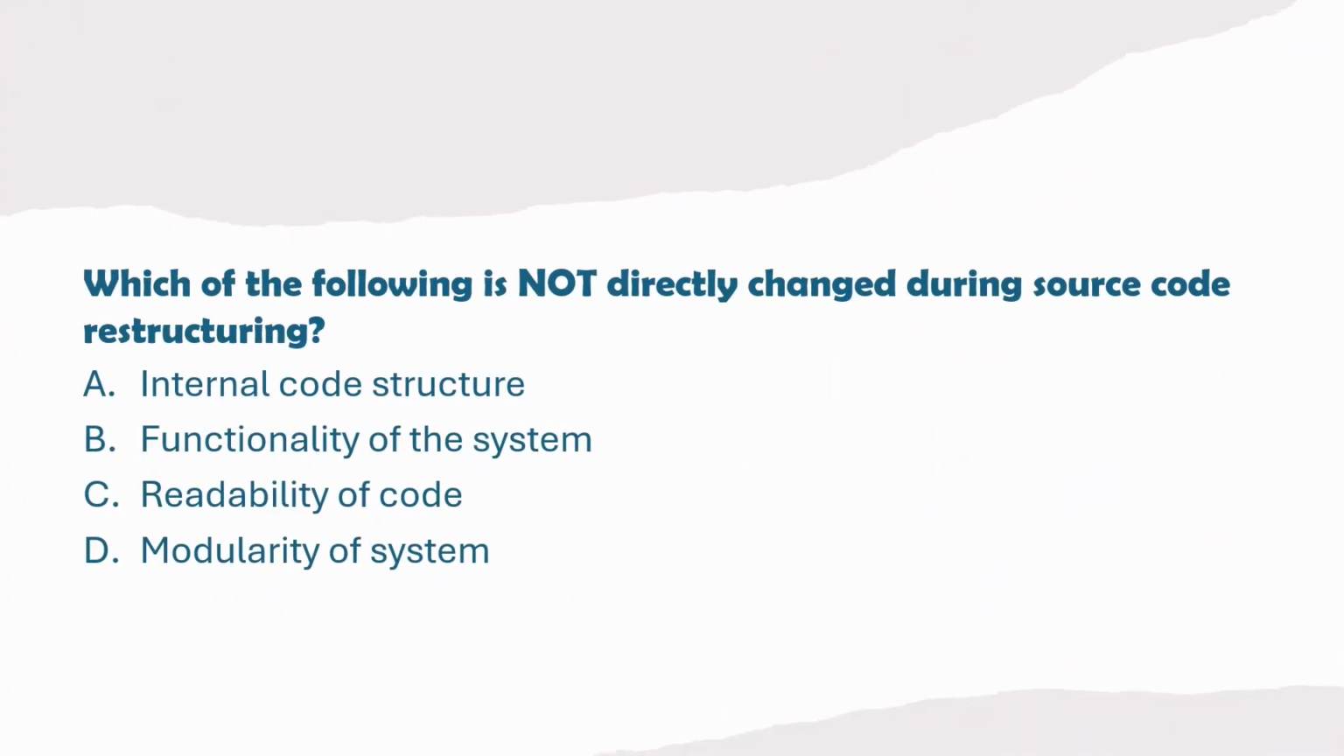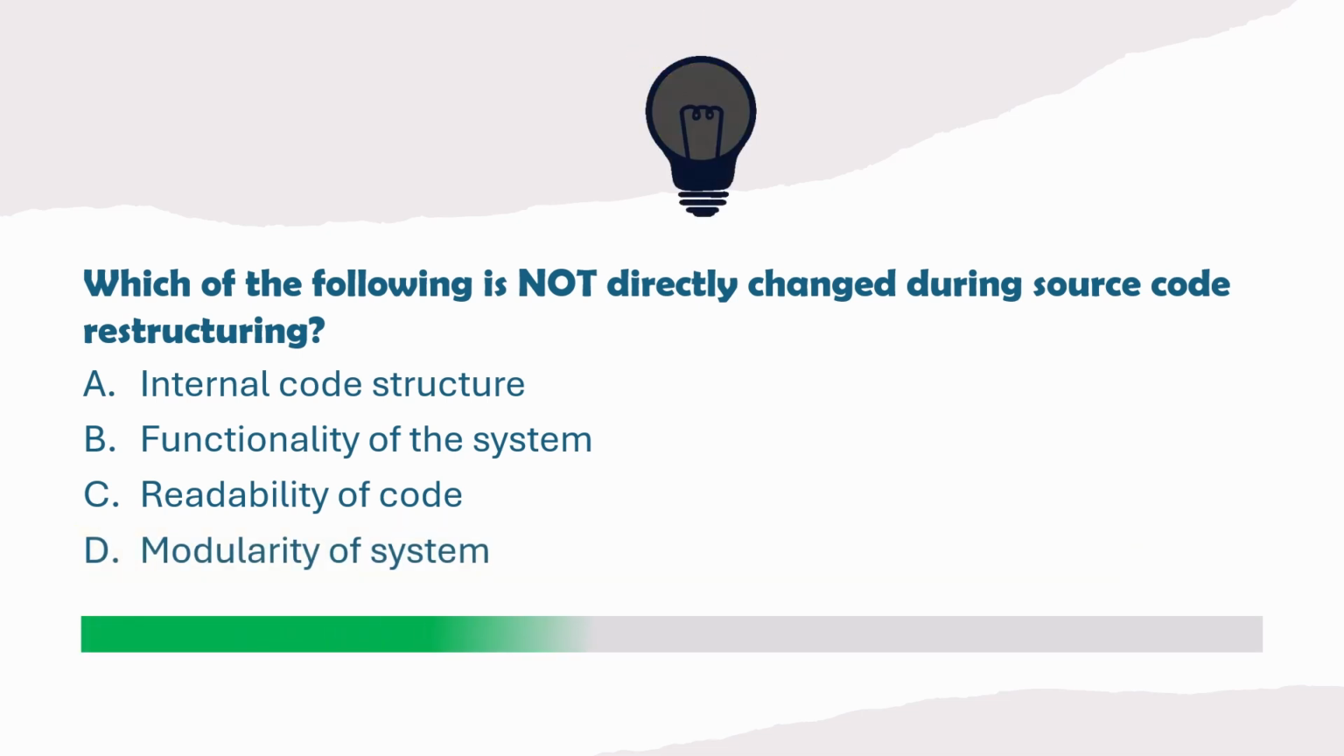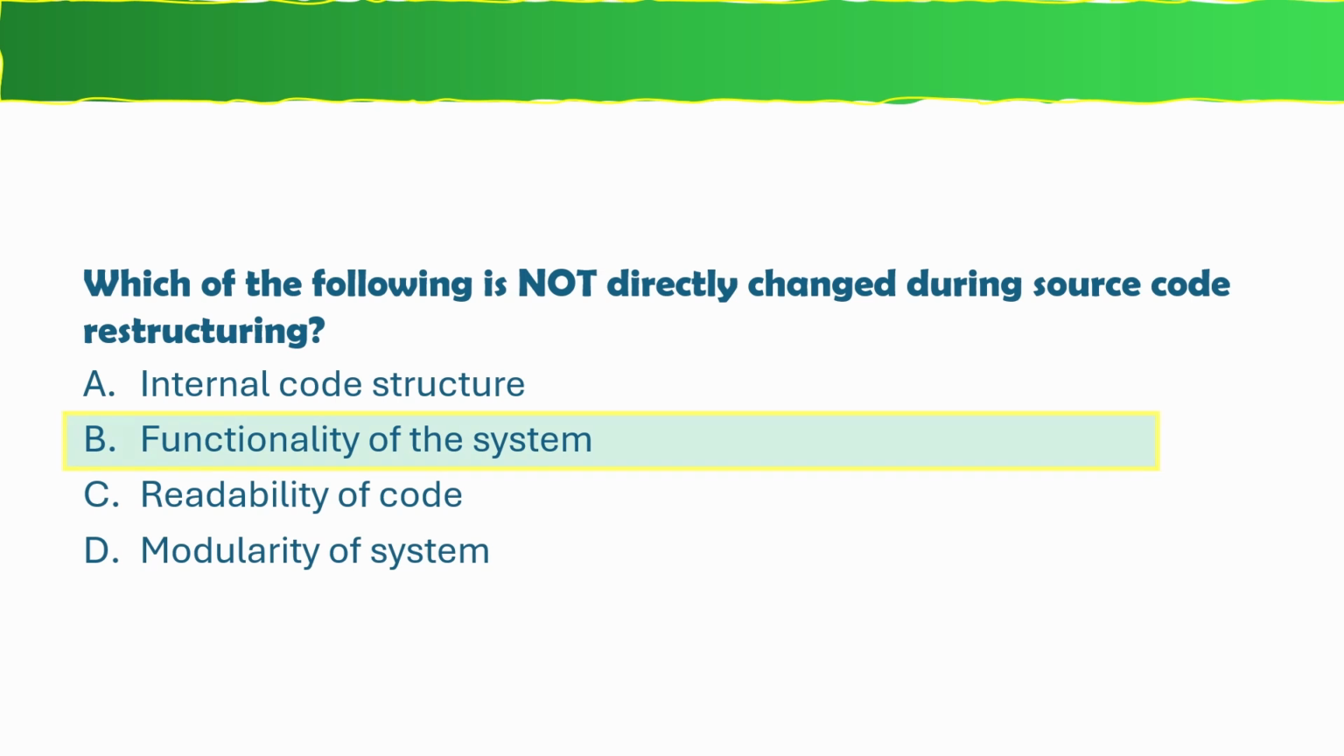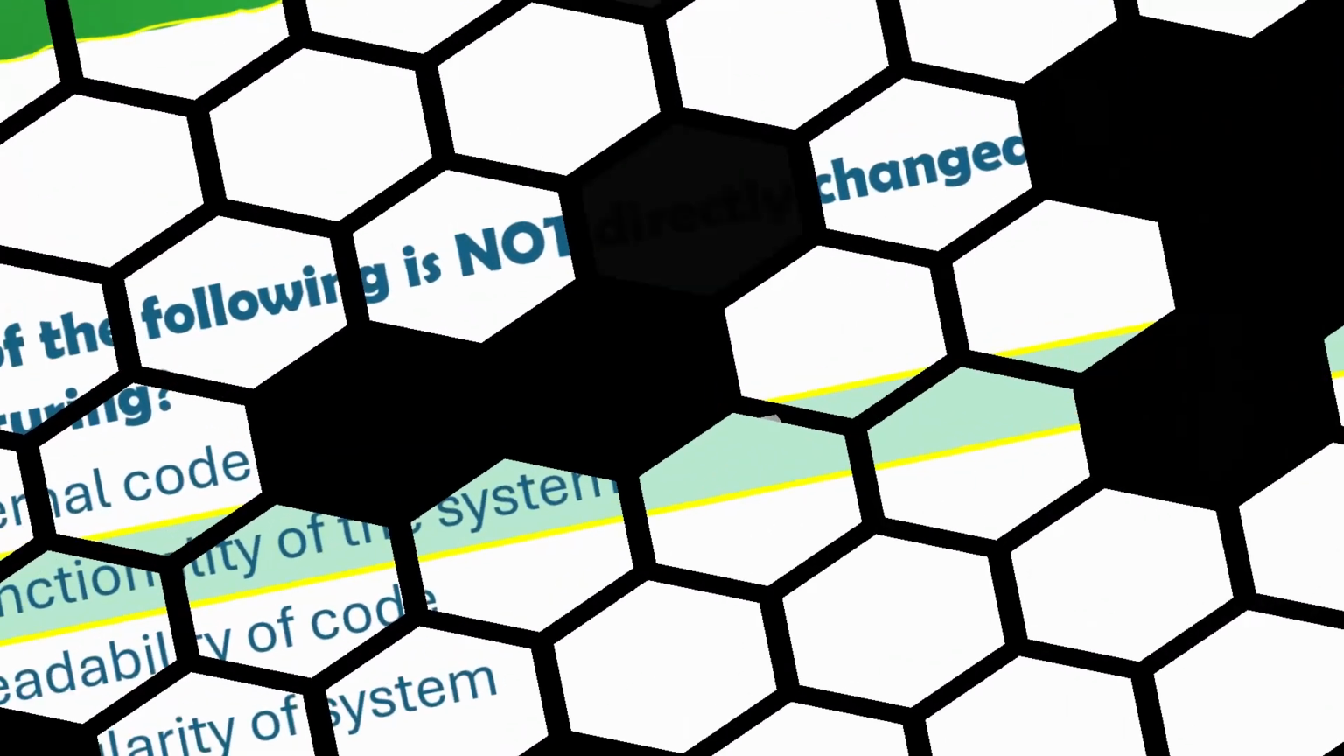Next, which of the following is not directly changed during source code restructuring? Internal code structure, functionality, readability of code, or modularity of a system. The correct answer is B. Source code restructuring improves the structure, readability, and modularity, but it doesn't change functionality, as we discussed just earlier. So if functionality changes, it is no longer restructuring.